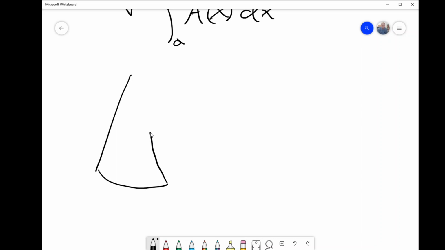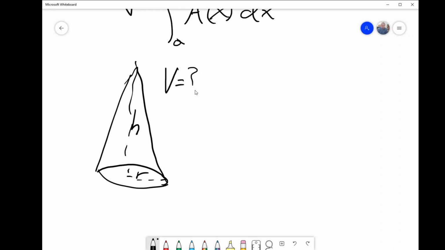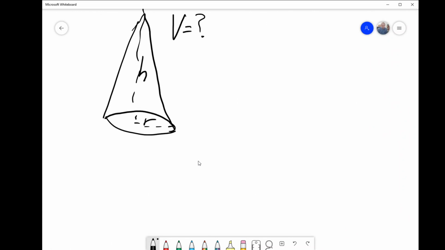Imagine we have a cone, and the radius at the bottom is r, the height is h. What would the volume of this cone be? Well, in order to set that up, we need to ask ourselves, which direction is it going to be easiest to do the integral? How should we set it up? Which cross-sectional areas do we use?